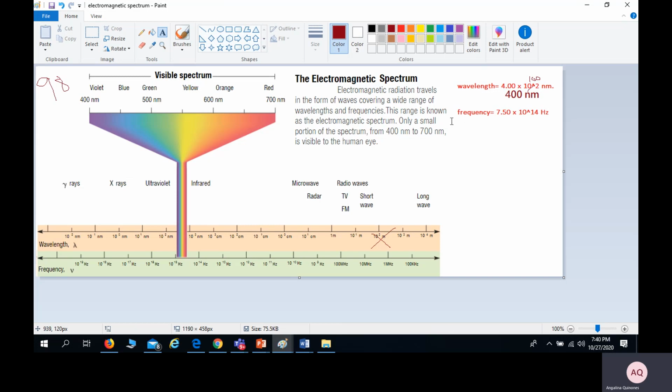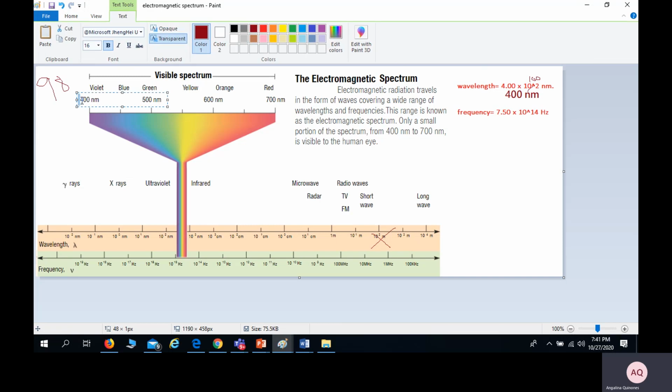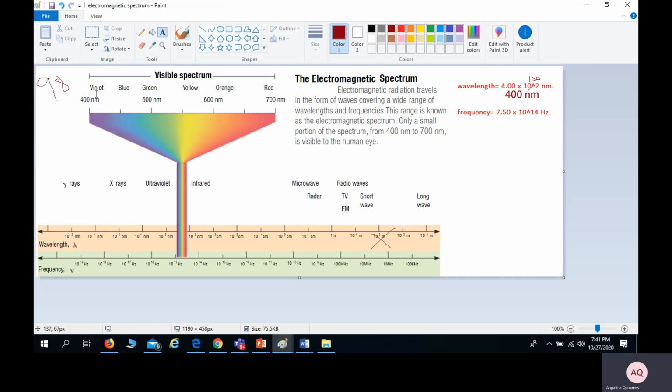So make sure you're looking at the right unit. You notice here there are meters. That's why I crossed the meters off, because we're looking for nanometers. Here there are centimeters. So we cross that off because, again, we're looking for nanometers. So if you keep moving forward, you can see 400 nanometers right here. So this light we're going to look at is violet light.